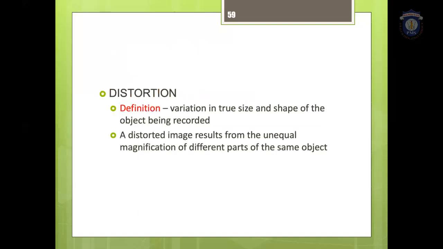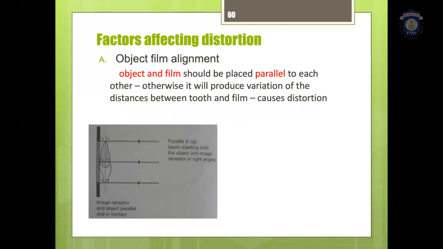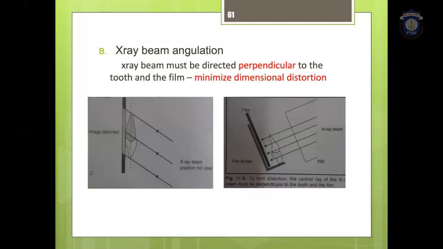Next is distortion. It is defined as variation in true size and shape of the object being recorded. A distorted image results from the unequal magnification of different parts of the same object. Factors affecting distortion: object film alignment. Object and film should be placed parallel to each other, otherwise it will produce variation of the distances between tooth and film, resulting in distortion.